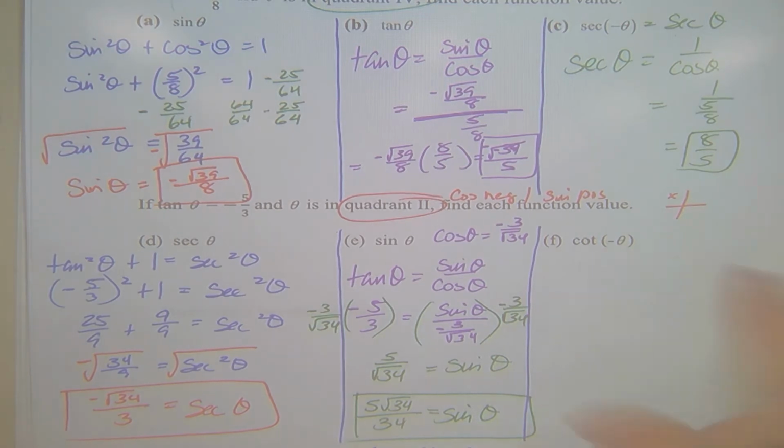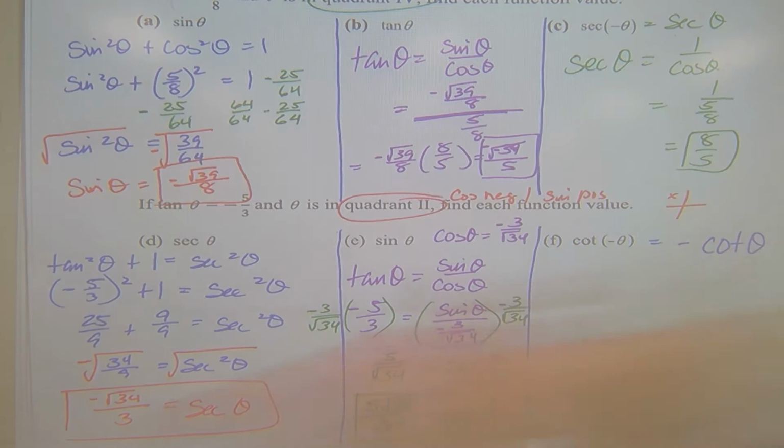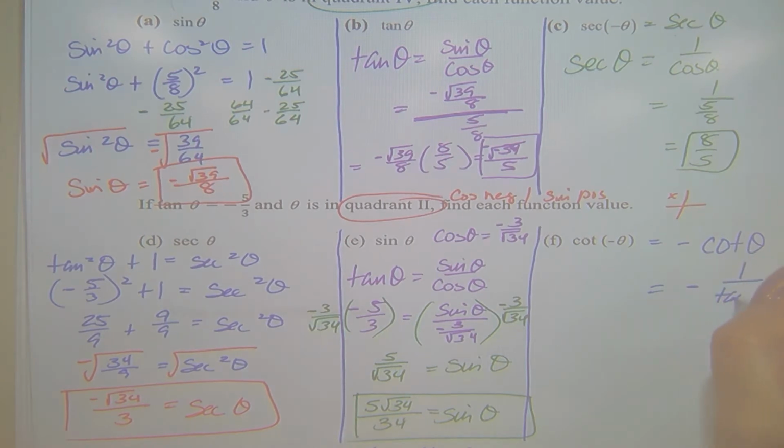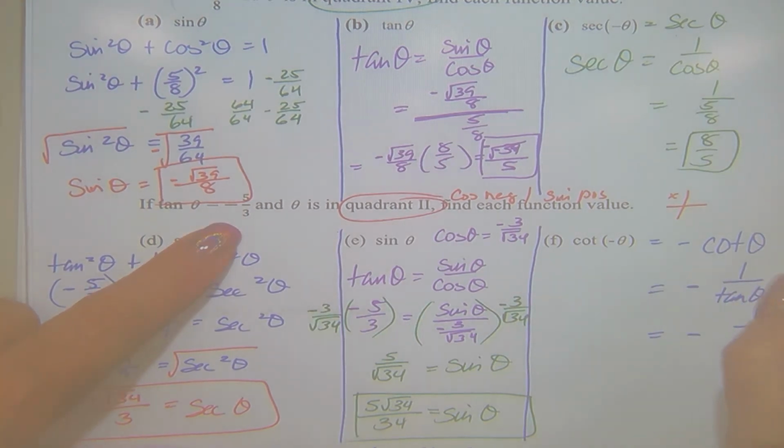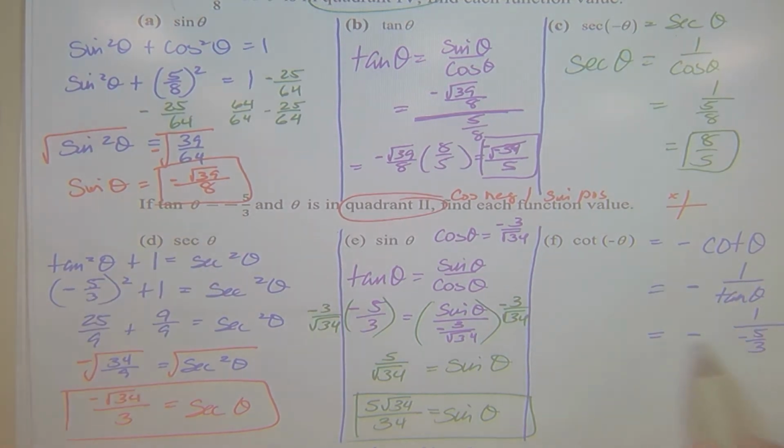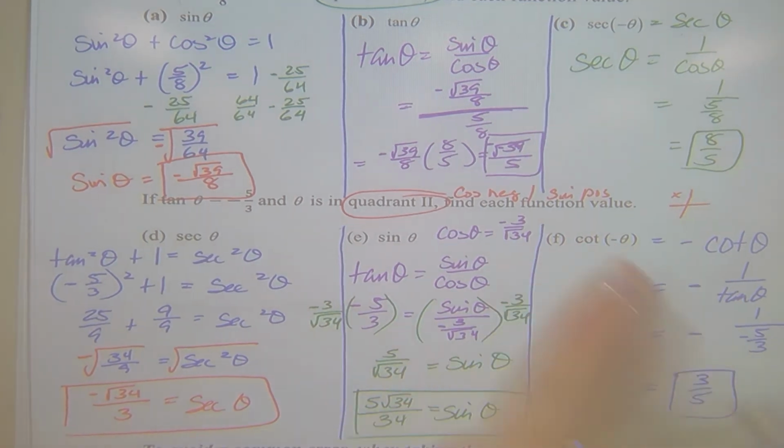All right, cotangent of negative theta. Cotangent is an odd function. That's equal to the opposite of cotangent theta. And cotangent is the reciprocal of tangent. That's my reciprocal identity. So that's a negative 1 over tangent. And I know that I was given tangent as negative 5/3. Well, a negative times a negative is a positive. I need to take the reciprocal, and I get cotangent as a positive 3/5. Cotangent of negative theta is a positive 3/5.